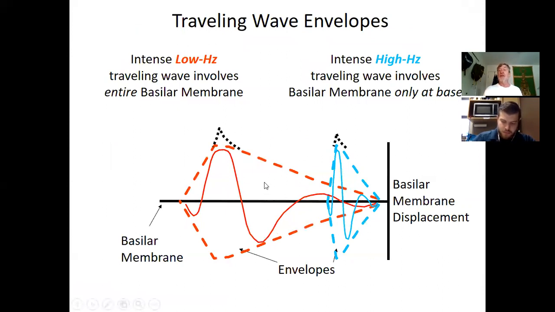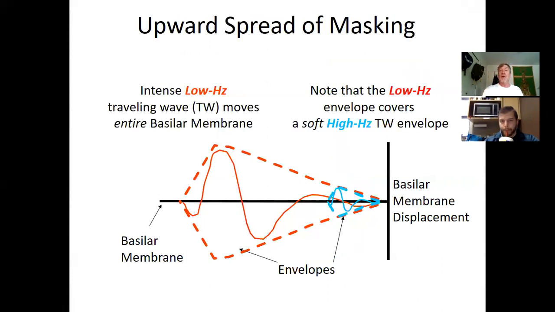Look at what the outer hair cells are doing. No matter where the traveling wave stops, the outer hair cells are doing two things. They are amplifying. Look at the dotted lines here, the little dotted peaks. They are amplifying and they are sharpening the peaks of the traveling waves.